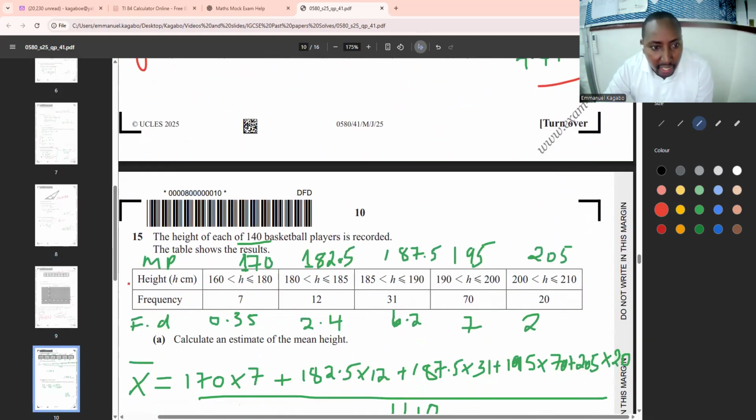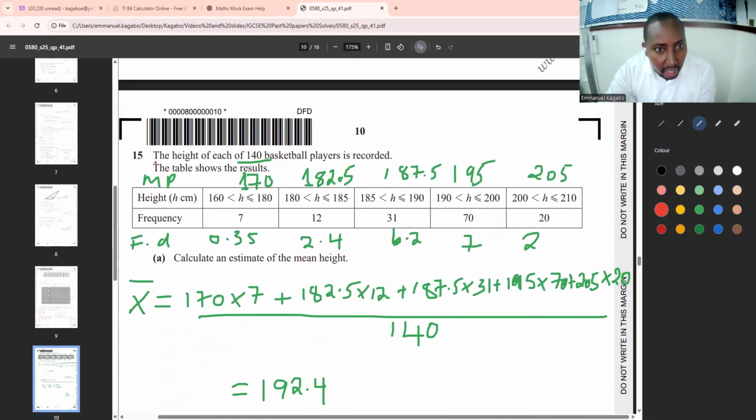Okay, very good. The height of each of these basketball players is given by that. This is a frequency table. This is the interval given, and then they're asking you to work out that. Now, calculate an estimate of the mean. The keyword here is estimate, and it's mean. Mean of any function is always given by the summation of fx over the sum of f. Okay, that's what I have to do.